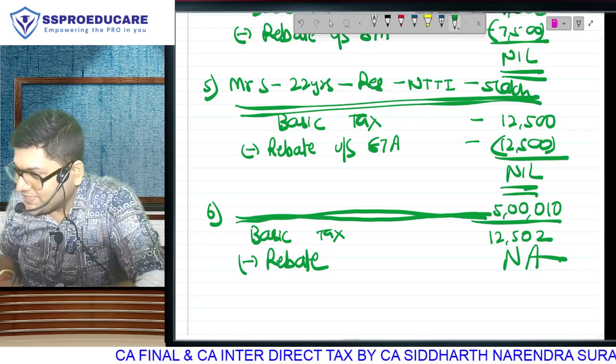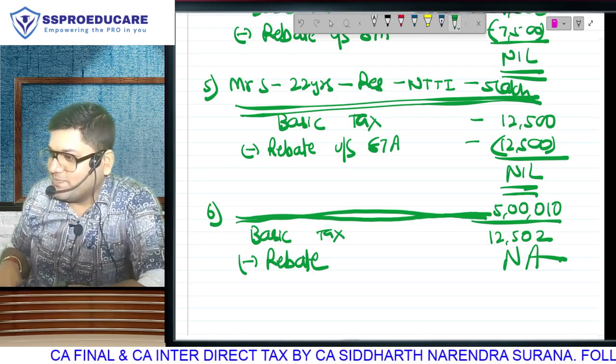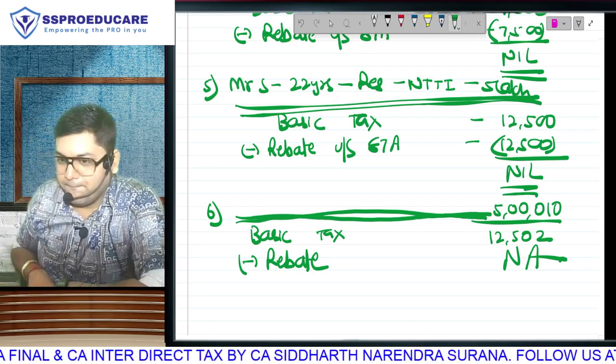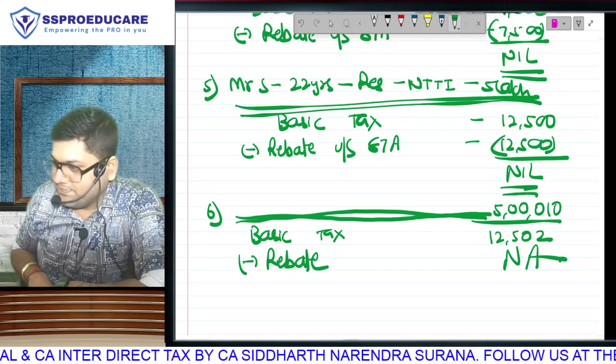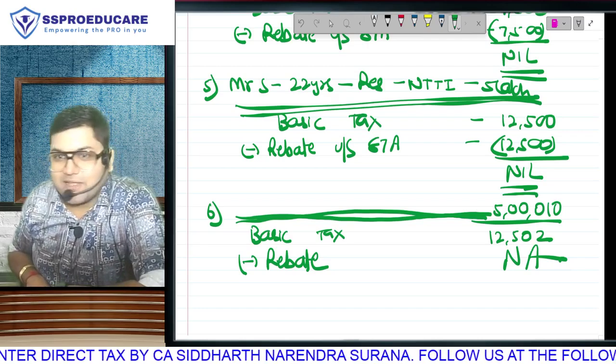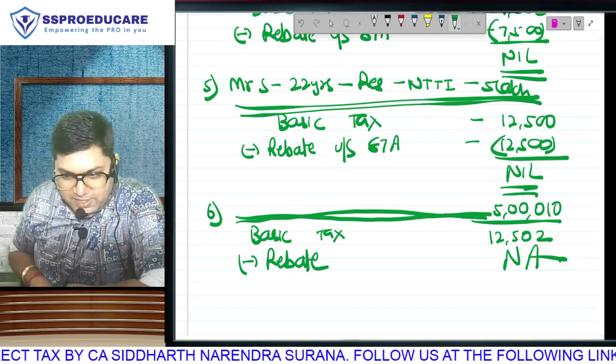New regime mein, new regime. Old regime mein there is no marginal relief and rebate. Marginal relief and rebate is only in new regime. Is this clear? That means the moment I cross 5 lakh I am disqualified. There is no marginal relief. I have to pay my full tax.